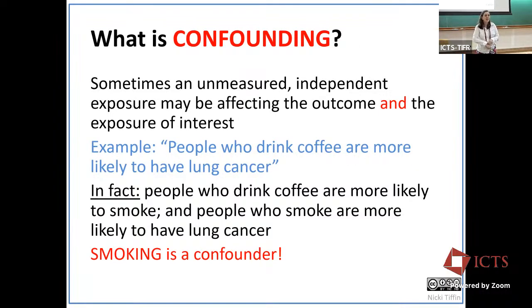Well, we've had great discussions about this already, but sometimes there's an unmeasured or independent exposure which may affect the outcome and also affect the exposure of interest. The classic example, similar to the one we saw yesterday: people who drink coffee are more likely to have cancer. In fact, people who drink coffee are more likely to smoke, and people who smoke are more likely to have lung cancer. So smoking becomes a confounder in this relationship.